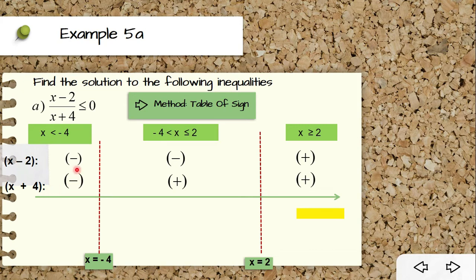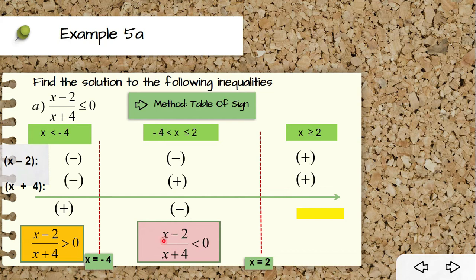Now you want to get the answer. How to get the answer? We just apply the concept of division. When negative divided by negative, you get positive. So this is the meaning of the rational inequality being more than 0 for this part. Then negative divided by positive gives a negative answer, which means the rational inequality is less than 0. And for the last part, positive divided by positive, you get a positive value. So we can say that x minus 2 divided by x plus 4 is more than 0.